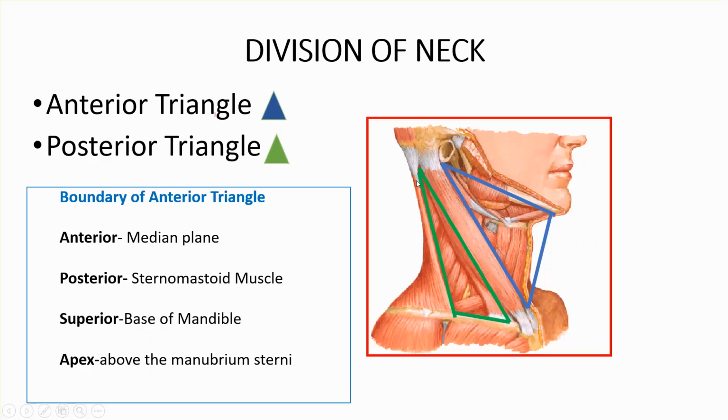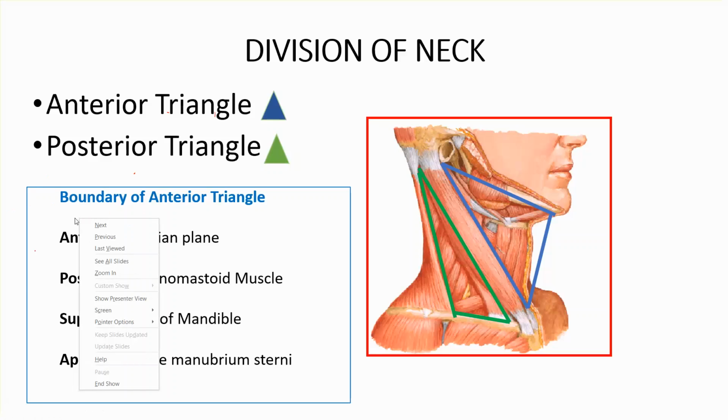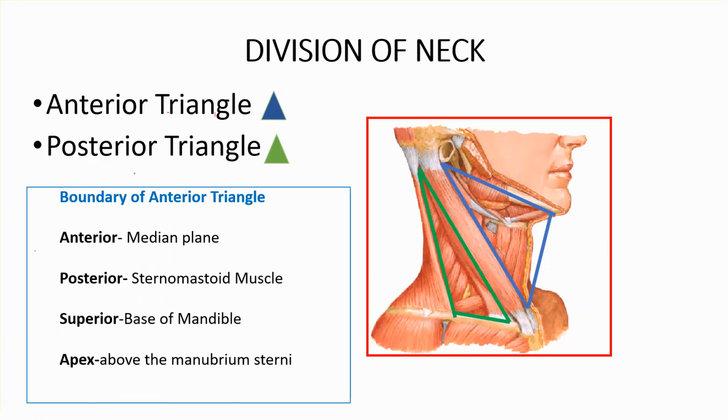Now the boundaries of the anterior triangle are, you can see, anteriorly it is the median plane. Anteriorly it is the median plane. So this is the median plane, right, anteriorly. Then posteriorly it is this muscle which is the sternocleidomastoid.